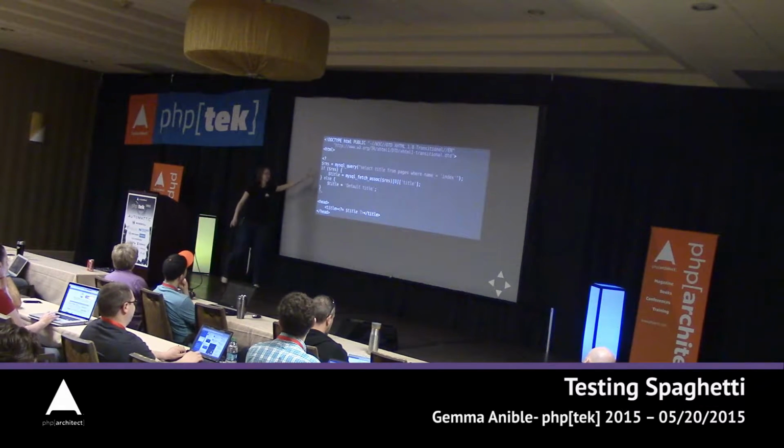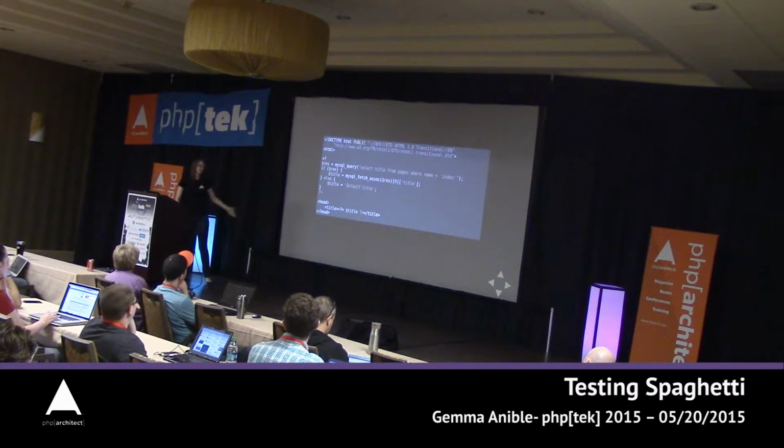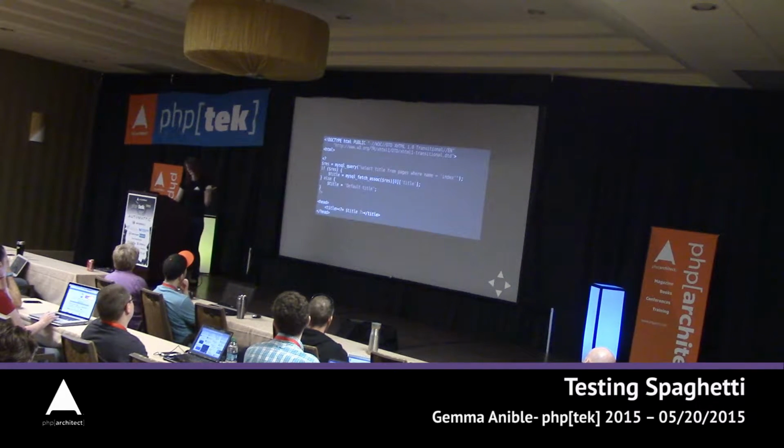And we're gonna do some logic here. If we can't find it, we have a default. And then we're gonna keep rendering. We're gonna spit it out here. This is pretty standard. When I say spaghetti code, I'm talking about this. This is what I'm talking about.